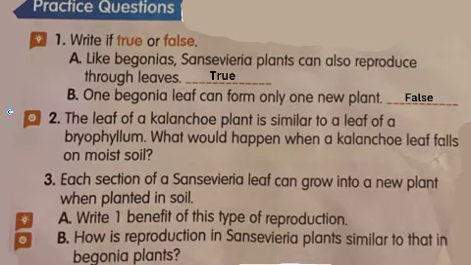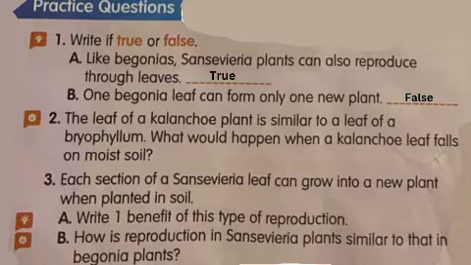Now, let us do the practice questions. Question 1. Write if true or false. A. Like begonias, Sansevieria plants can also reproduce through leaves. Answer: true. B. One begonia leaf can form only one new plant. Answer: false.